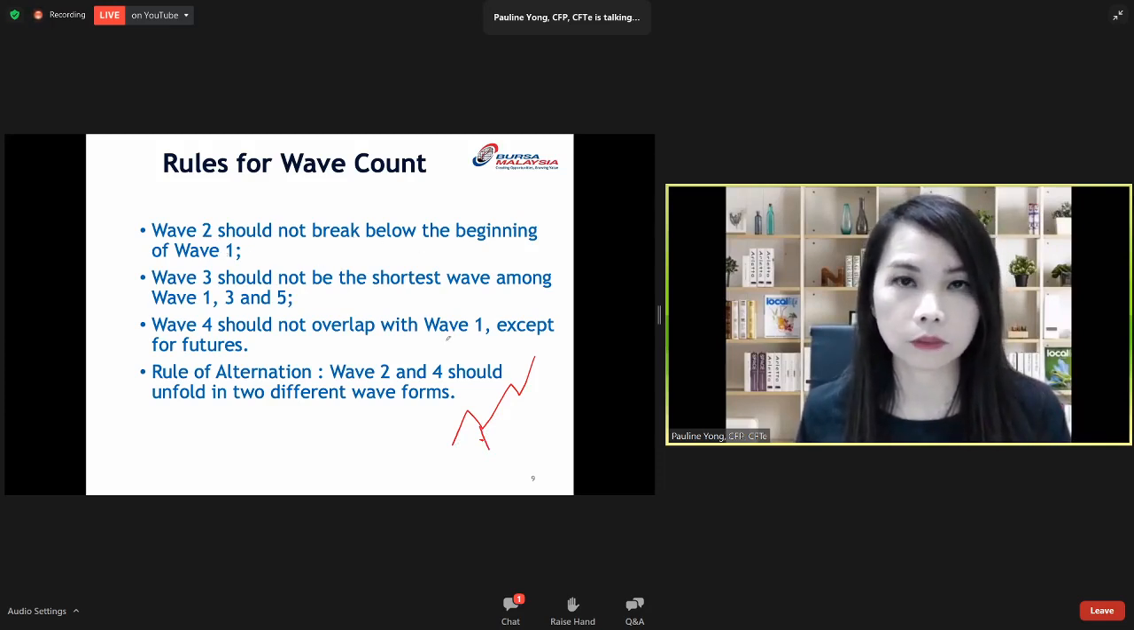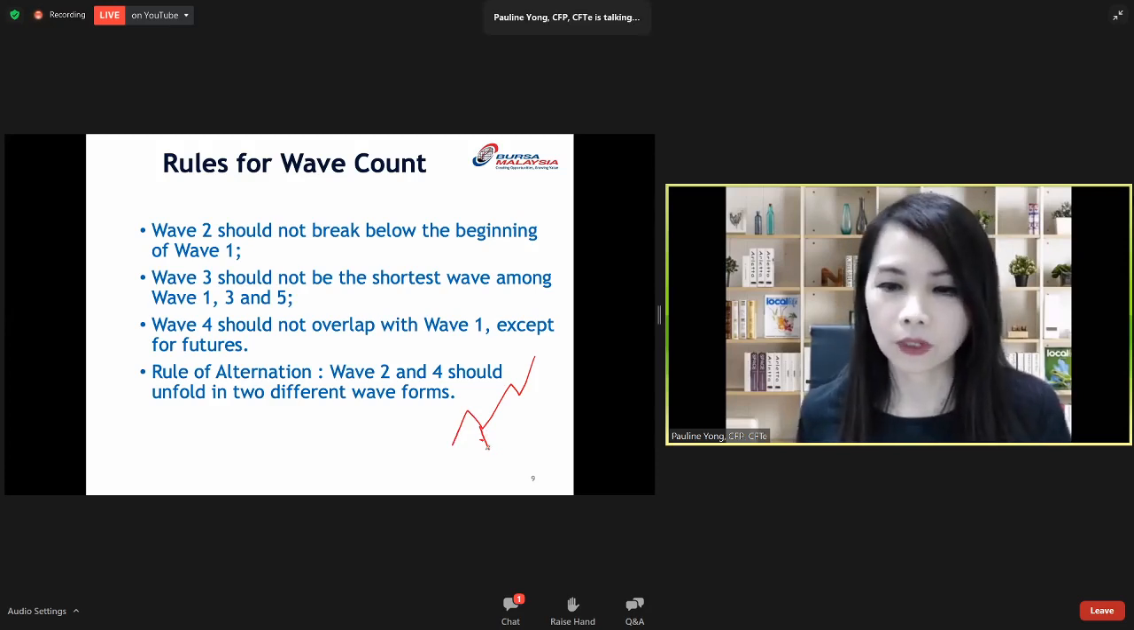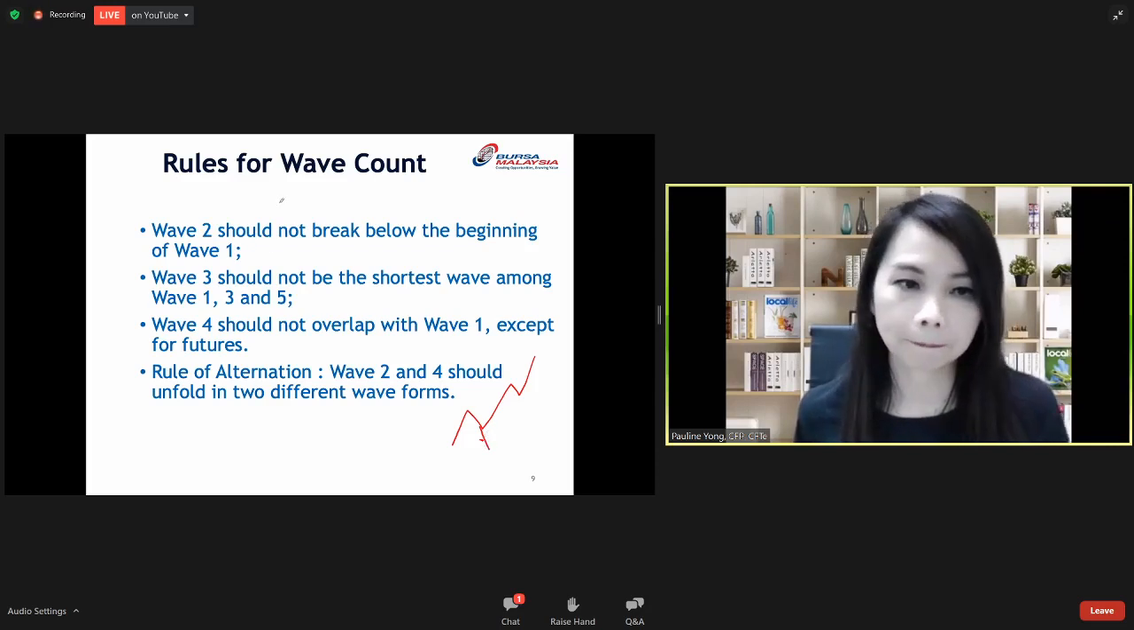So that is wave number two, because this is principle number one, whereby we are looking at about 60% of a retracement maximum, and then we move up again. If you have a full retracement, no, you can't do that. So that's not a wave one. Then you have to recount again.